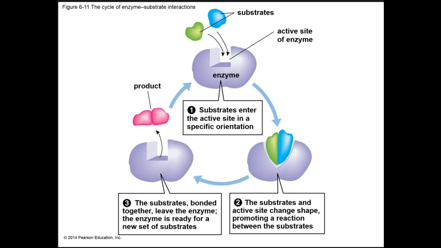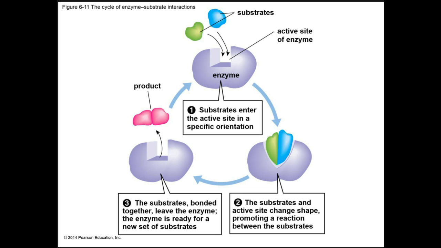There are 3 steps of an enzyme catalyst in terms of how it works to catalyze a reaction. Both the shape and the charge of the active site allow substrates to enter the enzyme only in specific orientations. Therefore, the enzyme will only bind to specific substrates.